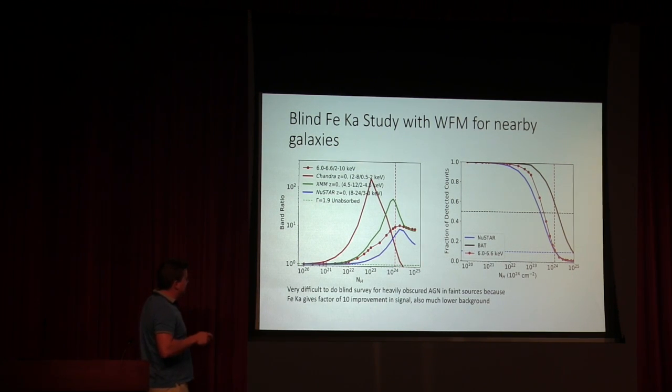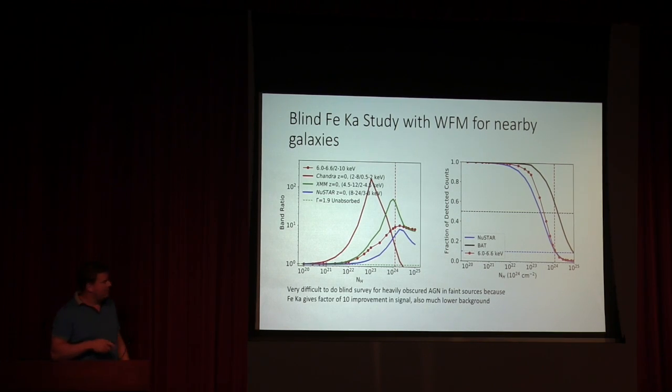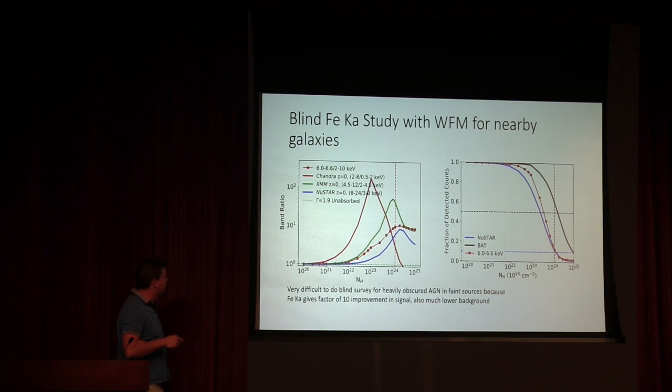What you find is that, I should first mention, if you do this with softer energies like Chandra, the problem that you run into with band ratios is that you don't know if your source is mildly obscured or heavily obscured, so you have this problem of knowing exactly what your column density is. But with iron K alpha, similar to what NuSTAR can do, you can detect these sources using band ratios up to very high column densities.